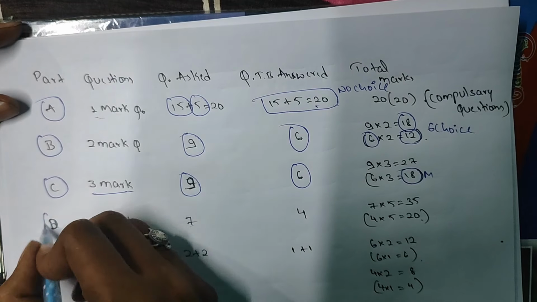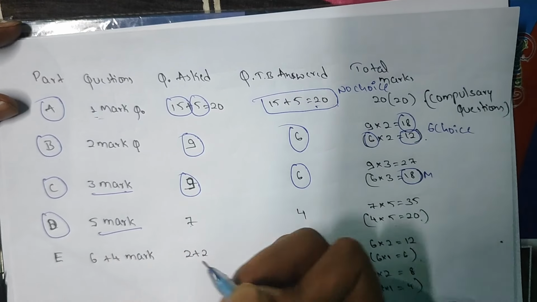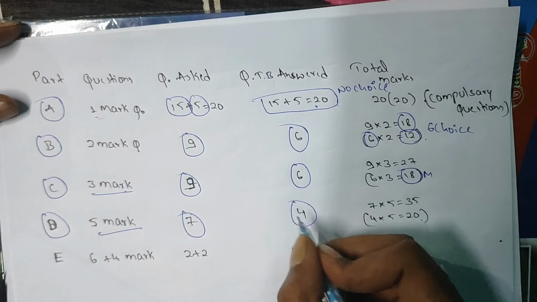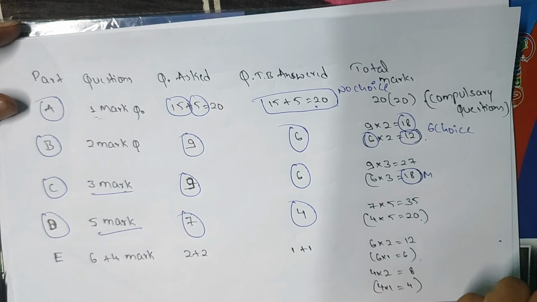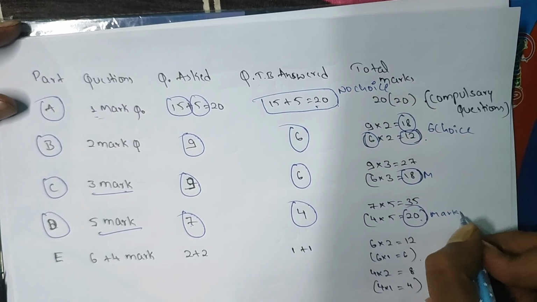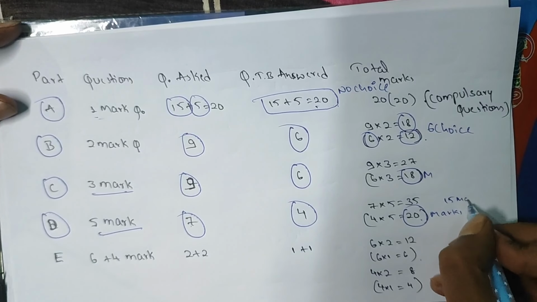The next part is D, which consists of 5 marks. There will be 7 questions asked, and you must answer only 4, any 4. So here you can score 20 marks. 15 marks will be choice.